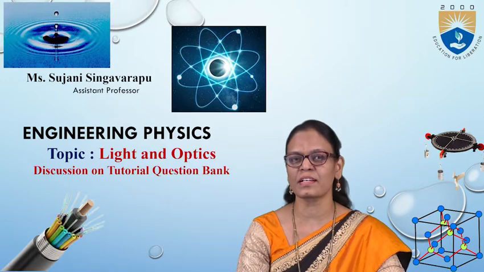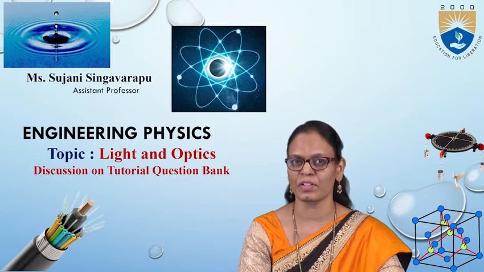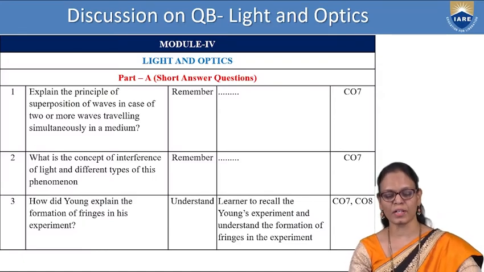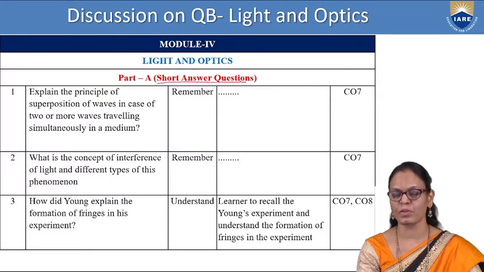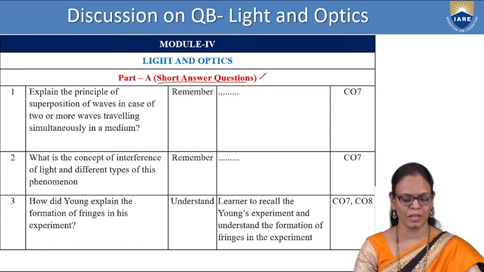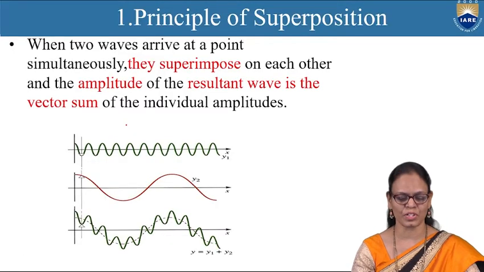Today we are going to discuss the tutorial question bank in module 4 of engineering physics, that is light and optics. So first let us look at the short answer questions in light and optics. We are going to look at short answer questions of 2 marks. So the first question here is, explain the principle of superposition of waves in case of 2 or more waves traveling simultaneously in a medium. So what is the answer for this question?